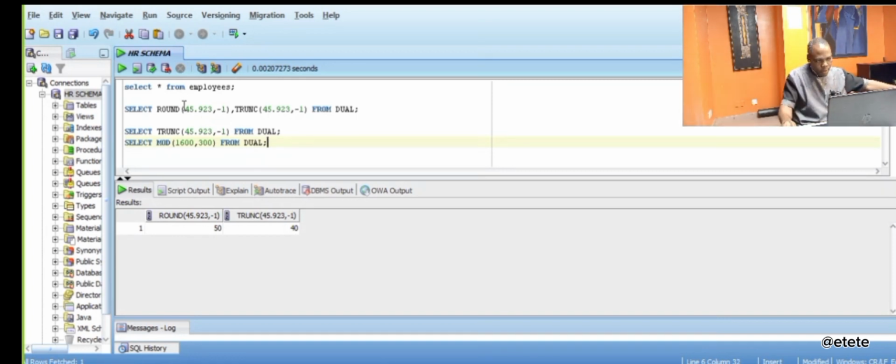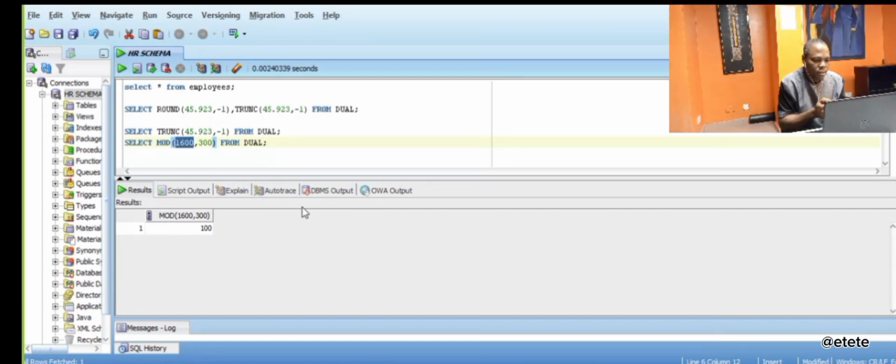When I run it, it's going to give me 100. See, 100. Meaning it's dividing 1600 by 300. 2 zeros cancel 2 zeros, remaining 16. So 16 over 3. 3 will go into 16 5 times, remainder 1. So that is how we got the 100. It's returning the remainder. Let's use this mod in our own normal query.